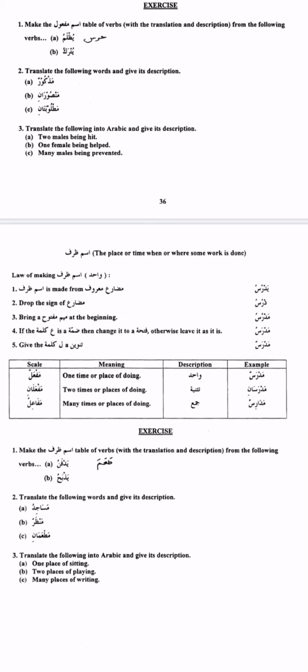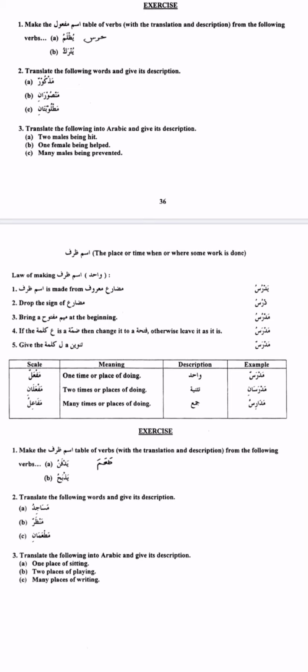Okay. Next one, mansurani. Mansurani, the two males who are helped. Mansurani is from nasara yansuru, nasrun, helping. And the siga of fi'l mudari' majhul is yunsaru. So yunsaru, you should know the table. Yunsaru, yunsarani, yunsaruna, tunsaru, tunsarani, yunsarna, tunsaru, tunsarani, tunsaruna, tunsarina, tunsarani, tunsarna, unsaru, nunsaru. So yunsaru, he is helped, he is being helped, or he will be helped.